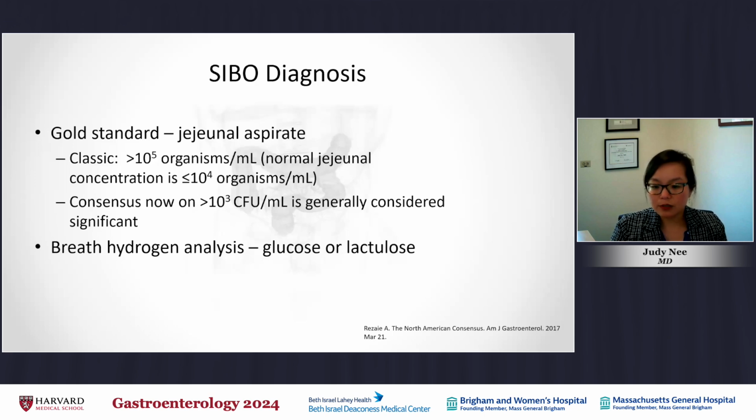The North American consensus that came out in 2017 defined jejunal or small bowel aspirate concentration greater than 10 to the third CFUs per ml as significant. But while this is the gold standard, it has fallen to a secondary position because breath testing is so readily available. It's non-invasive, and everybody knows about it. And you can use glucose or lactulose.